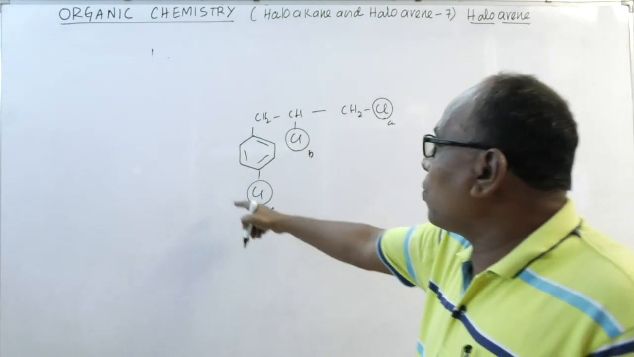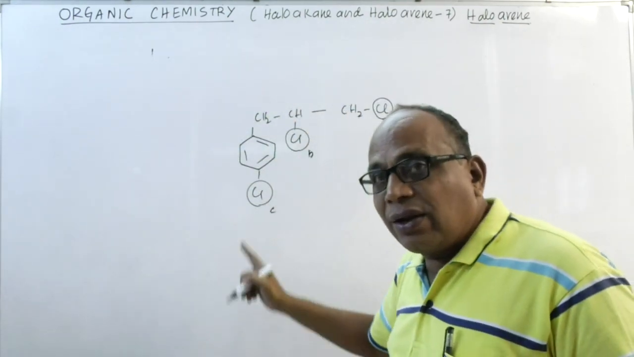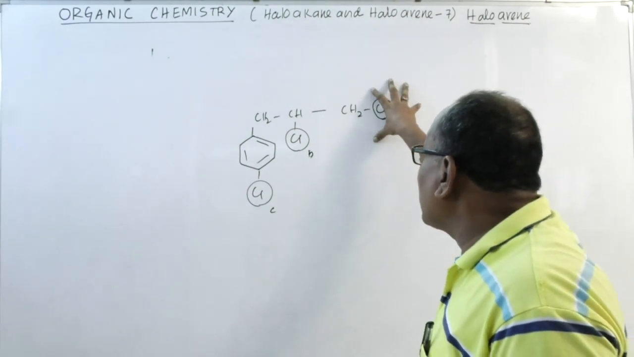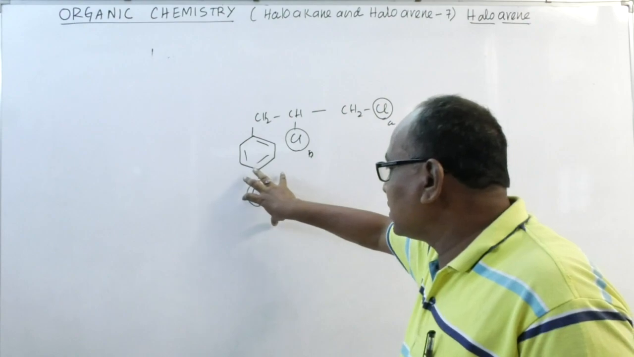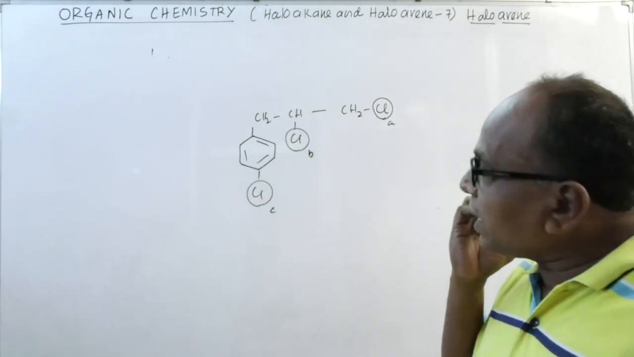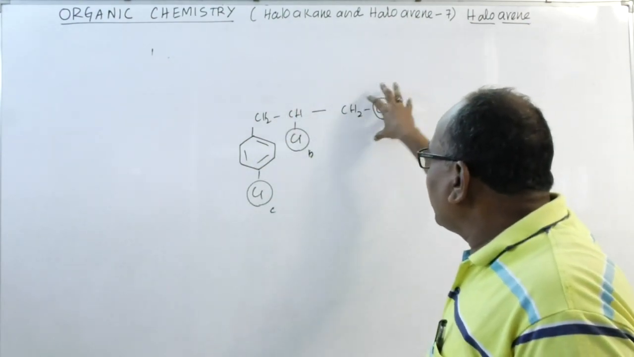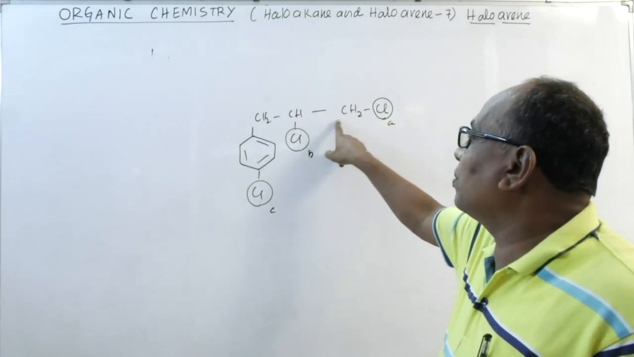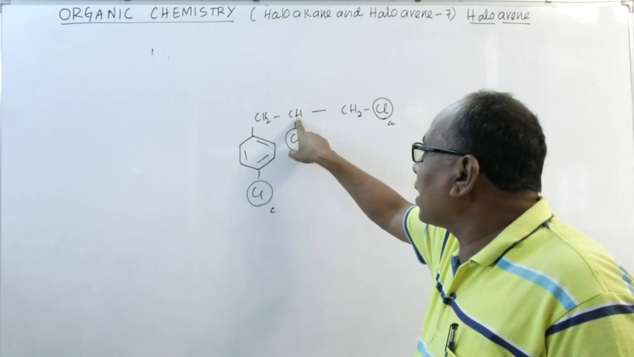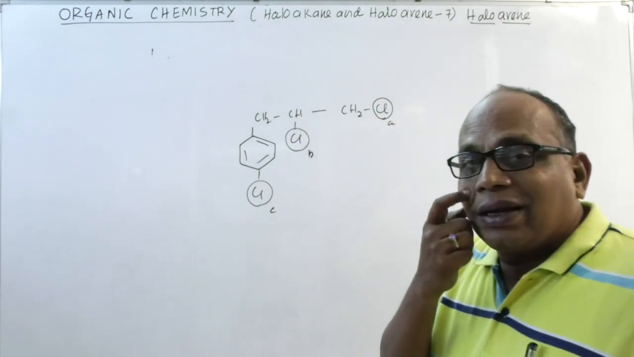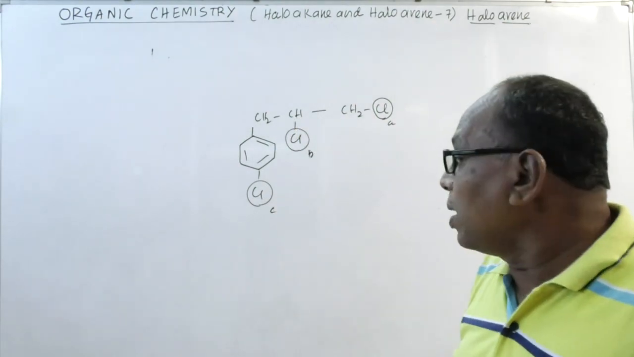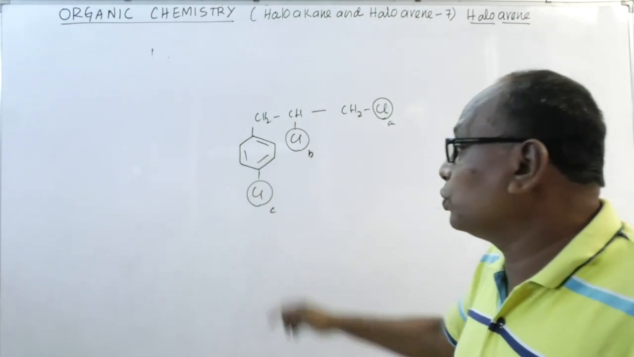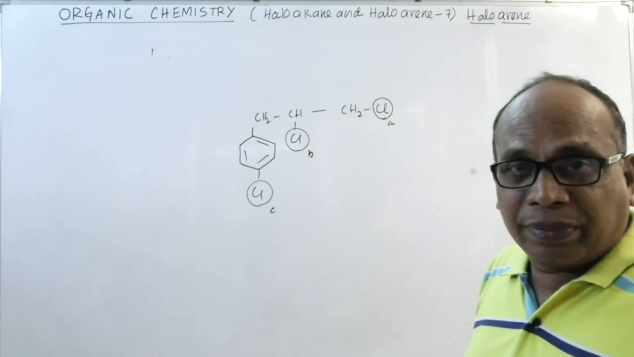This compound contains 3 chlorine atoms, and these chlorine atoms are different. This one is A, this is B, this is C. You see, A is aliphatic in nature because it is bonded to an sp3 hybridized carbon atom. B is also bonded to an sp3 hybridized carbon atom, but C is bonded to an sp2 hybridized carbon atom. So this halogen is called a haloarene, a chlorine atom bonded to the benzene ring.